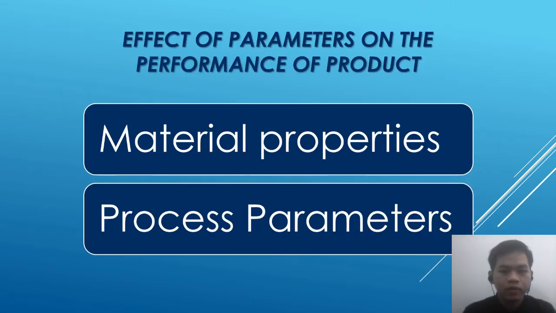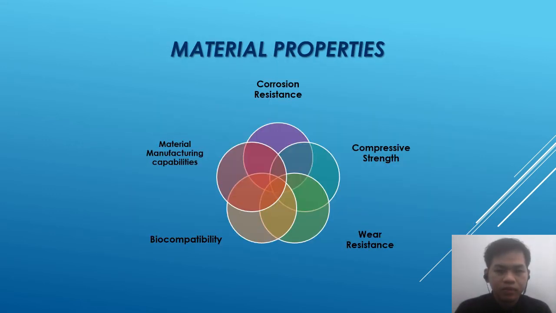I'm Abdulaziz. I will present about the effect of parameter on the performance of products. Two major points on this part are material properties and process parameter. Next is material properties. Five major points in this part are corrosion resistant, compressive strength, wear resistant, material manufacturing capabilities and biocompatibility.